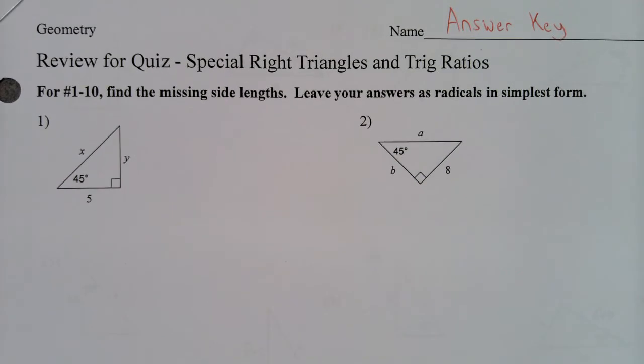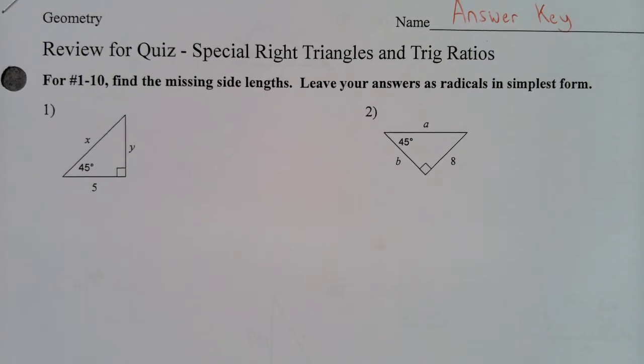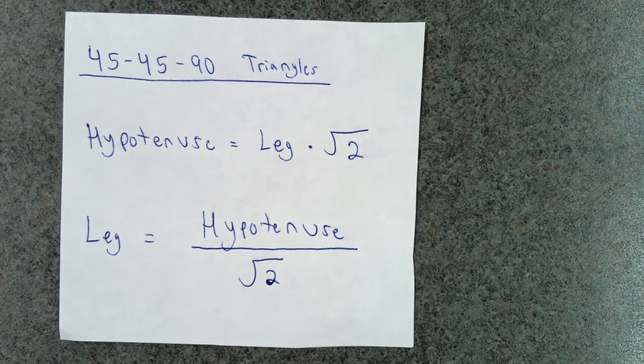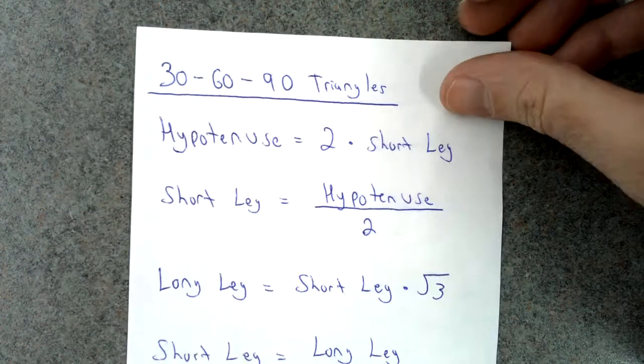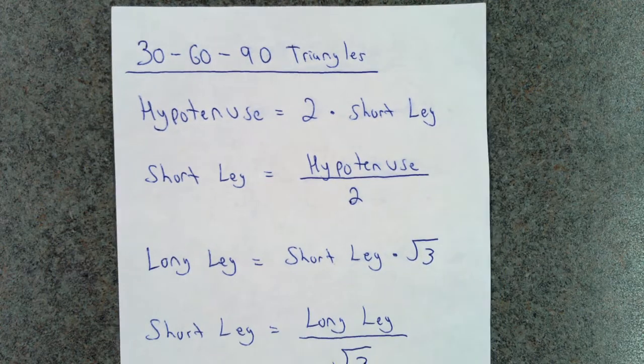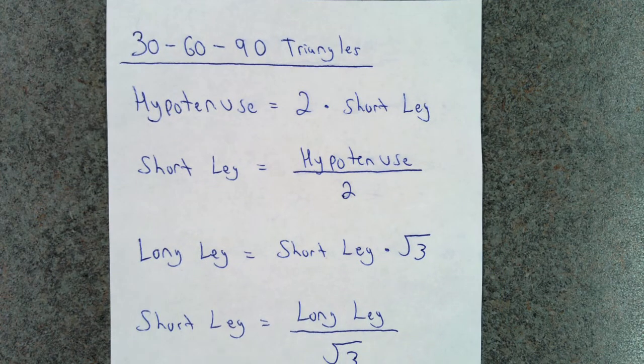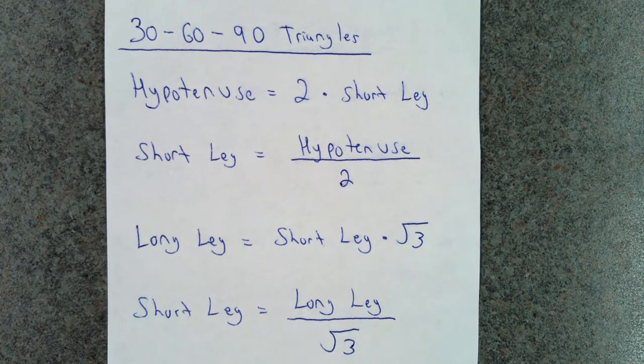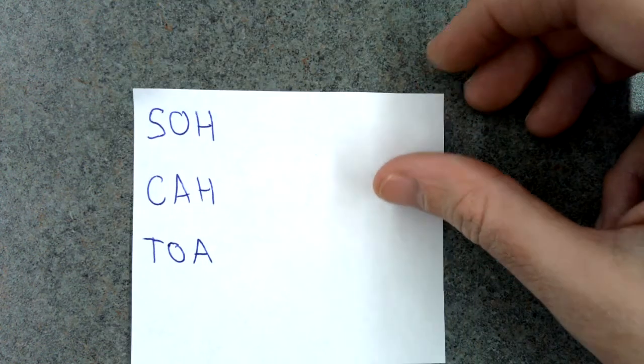All right, this is a review for the quiz on special right triangles and trigonometric ratios. One recommendation I would have before you take the quiz is have a piece of paper out like this that has the 45, 45, 90 triangle rules. Have a piece of paper out like this that has the 30, 60, 90 triangle rules. And then maybe have a piece of paper out with the acronym SOH CAH TOA.